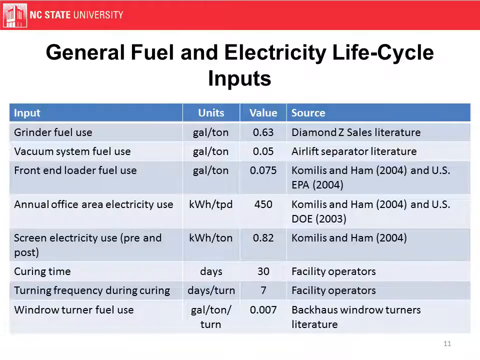So a couple general inputs to the model. These are inputs that apply to all situations, meaning each technology has some differences, but these inputs apply to each technology. So we have some fuel use parameters, some electricity use parameters, and just some timing.